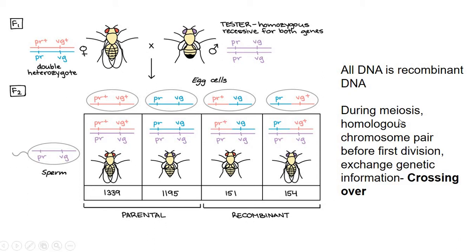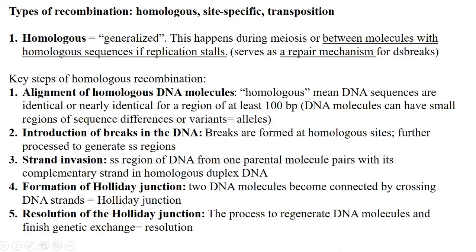All DNA in organisms, in us, is recombinant DNA, because during meiosis the chromosomes undergo recombination, and so make this recombinant DNA. Okay. Now today we're going to talk about different types of recombination: homologous recombination, site-specific, and transposition. In this lecture, I will focus on homologous recombination, and then we will talk about site-specific and transposition later.